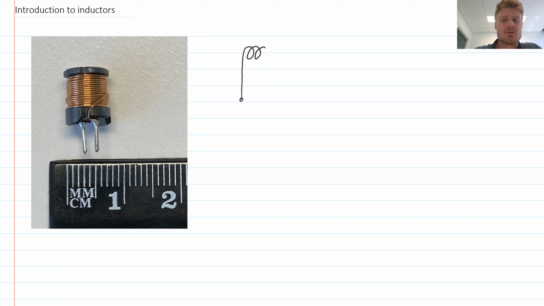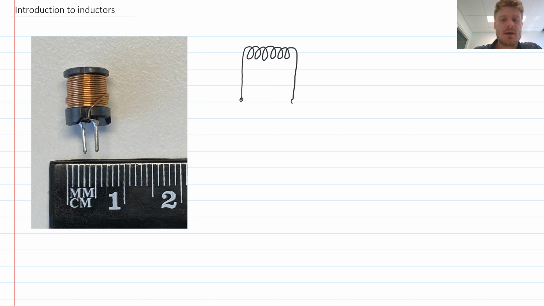If you take a length of wire and wrap it around into a coil, like wrap it really tightly to make this loop coil, then you have formed a circuit element called an inductor. An inductor is a device which stores energy in a magnetic field. So if you have a current that flows through this coil of wire, then there will be a magnetic field which is formed inside of this coil.